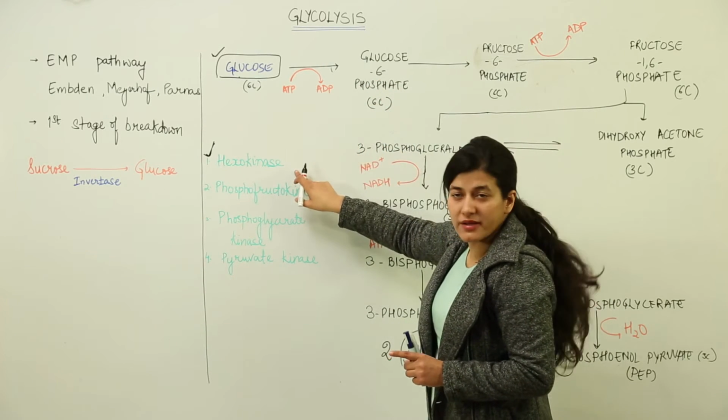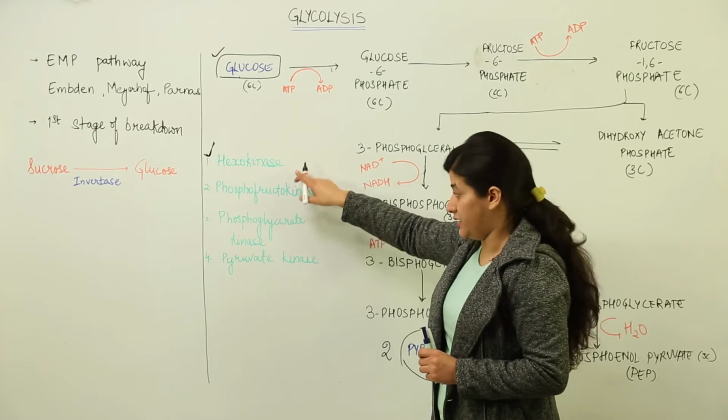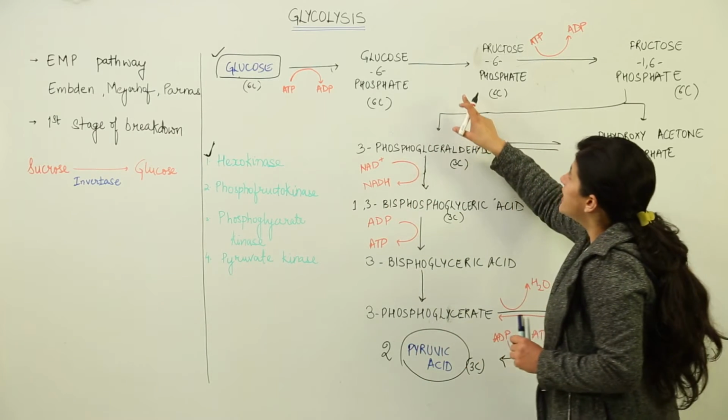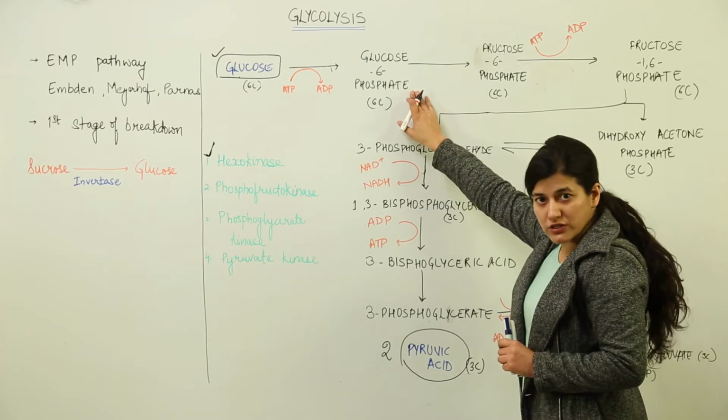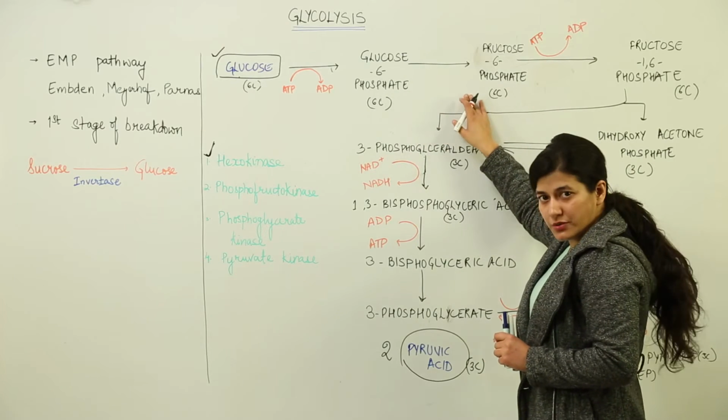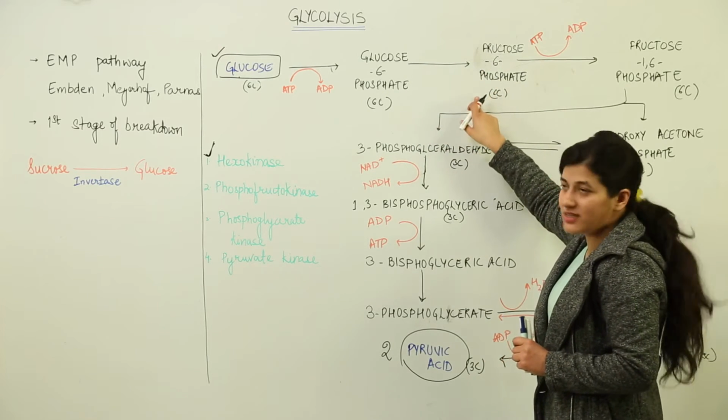Now, this takes place in the presence of the enzyme hexokinase. The second step is that this glucose 6-phosphate converts itself into its isomer, that is fructose 6-phosphate.